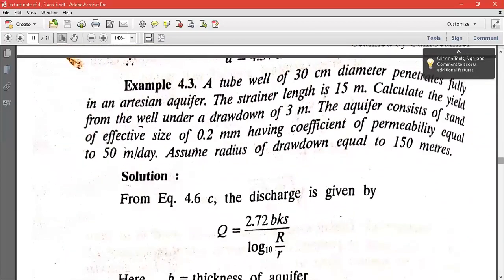Let us come to the numerical problems, some numericals to give a clear idea of the application of those formulas and to show where we can use these theories, Dupuit's theory which we learned in the last lecture, that is the fourth lecture.